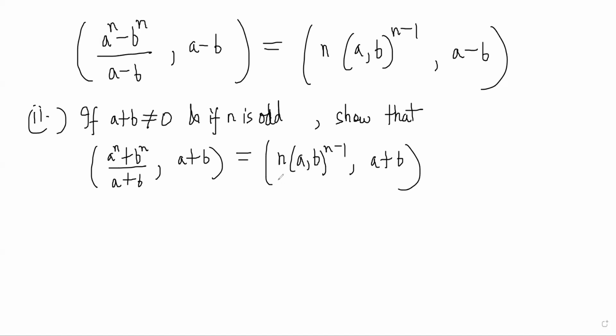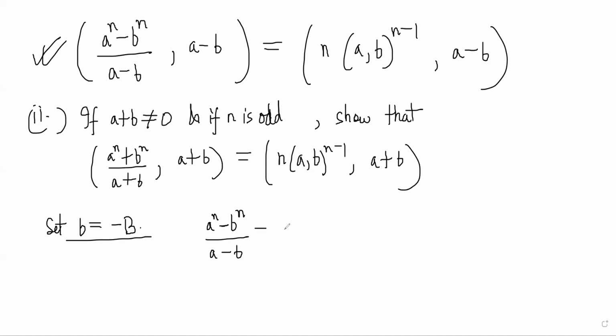So basically, this is a very simple problem. It's just a restatement of the original proof. We have proved part 1. Now, what I want you to do is set small b equal to minus B, and we'll have (A power n minus B power n) by (A minus B) become equal to (A power n plus B power n) by (A plus B).